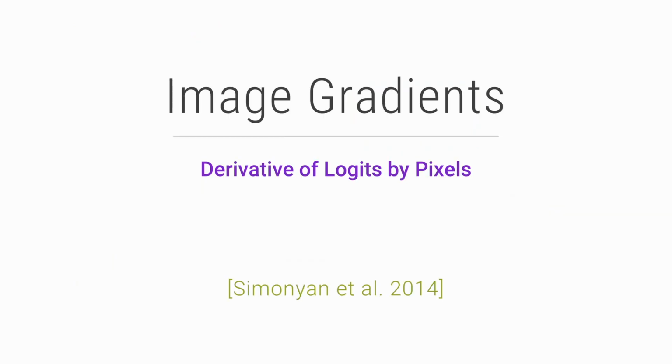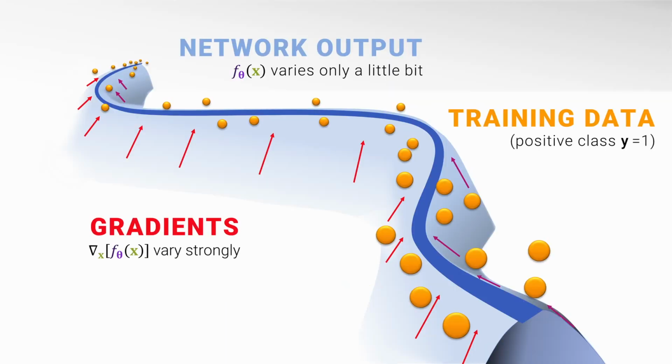First, we look at image gradients. That means we just take the gradients of the logits by the input image pixels. This is a very simple method for attribution. If you use a well-performing standard architecture, then the function values f of x will vary very little on the whole data distribution, because if that would vary a lot, then it wouldn't generalize. However, the gradients are rather unstable and noise can be much larger than the actual signal.